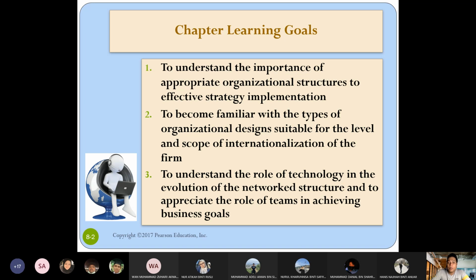And sometimes, because of the evolution from when we first go international until now, what are the evolutions in terms of the network structure? They can help the organization achieve its business goals. That's the third learning goal from this chapter.